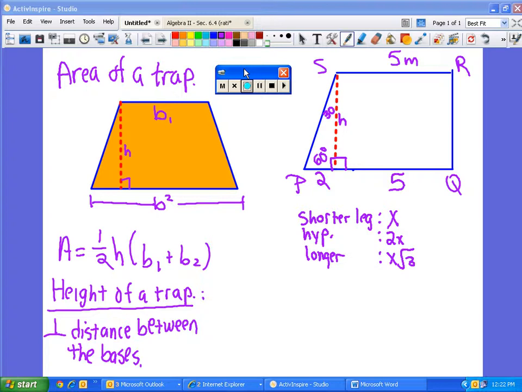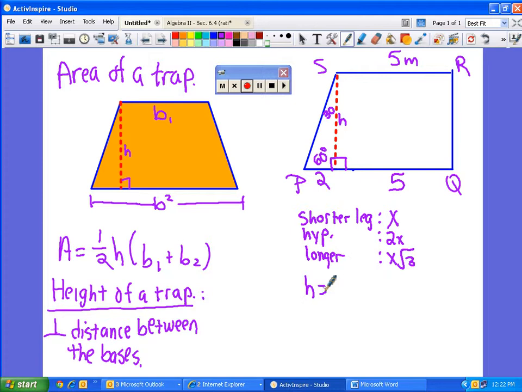The shorter leg is 2. So if I know what the shorter leg is, can I find what the longer leg is? So if the shorter leg is 2, how long is the longer leg? 2 times the square root of 3. So isn't this the longer leg? So h, the height, is 2 times the square root of 3.